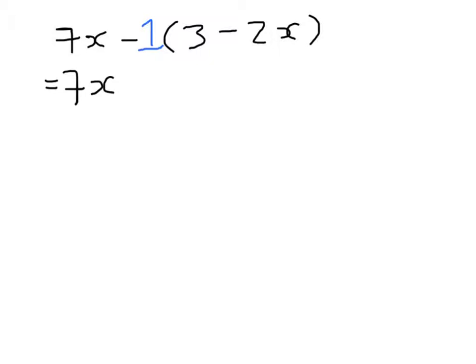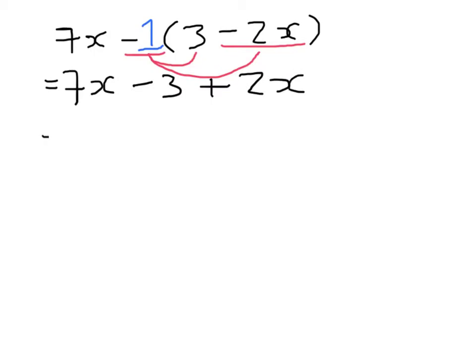So in this case, 7x stays where it is. The minus 1 is going to multiply the 3, and the minus 1 is going to multiply all of that minus 2x. So minus 1 times 3 is minus 3. Minus 1 times minus 2x is plus 2x. And then finally, as usual, we just simplify. 7x add 2x is 9x. And then we just take away 3.